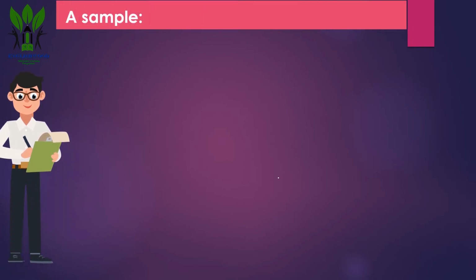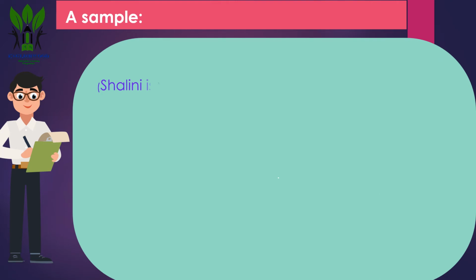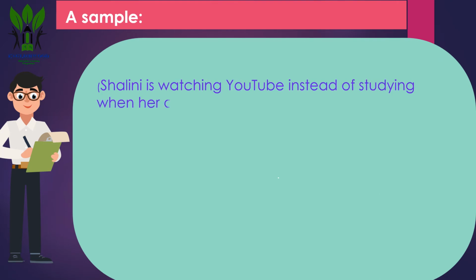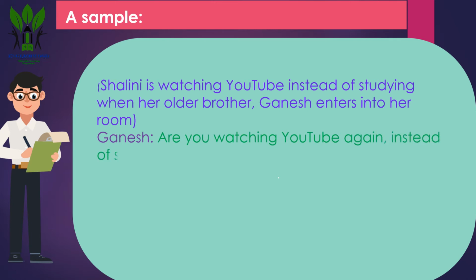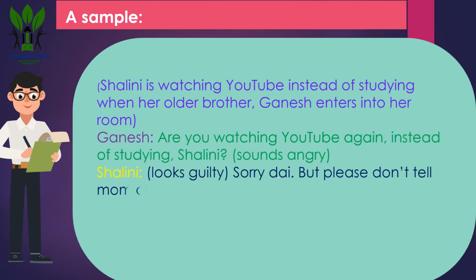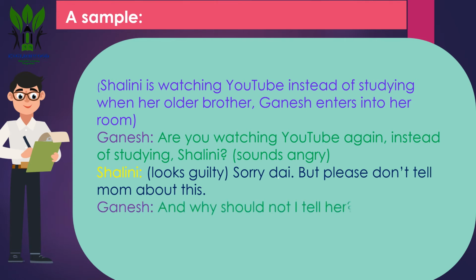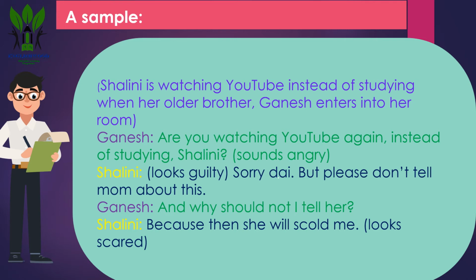Now let's take a sample of how we can practically make a dialogue. So the topic of the dialogue is Salini is watching YouTube instead of studying when her older brother Ganesh enters into her room. So you have been given this topic.